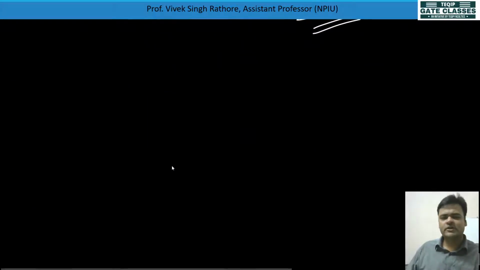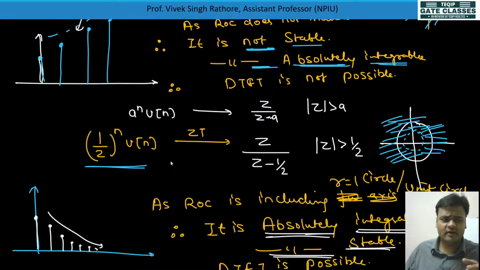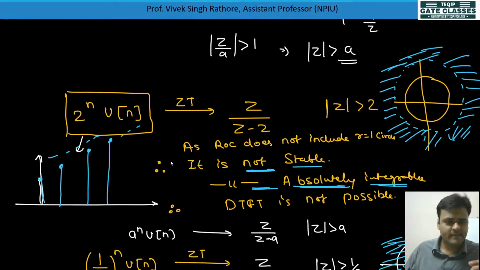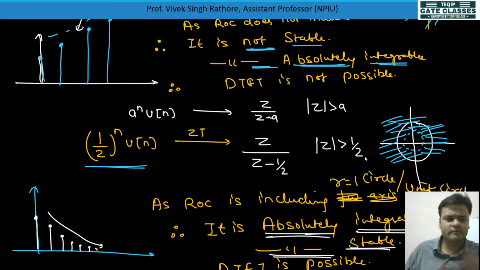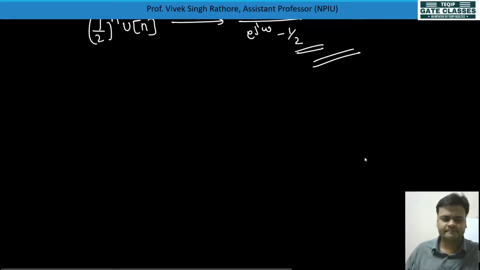So I think you understood the basic function: if your ROC involves r equal to one, the unit circle, then definitely the signal is stable, absolutely integrable, and DTFT is possible. All three you should remember. And if it is not involving the unit circle, then all conditions are not satisfied.